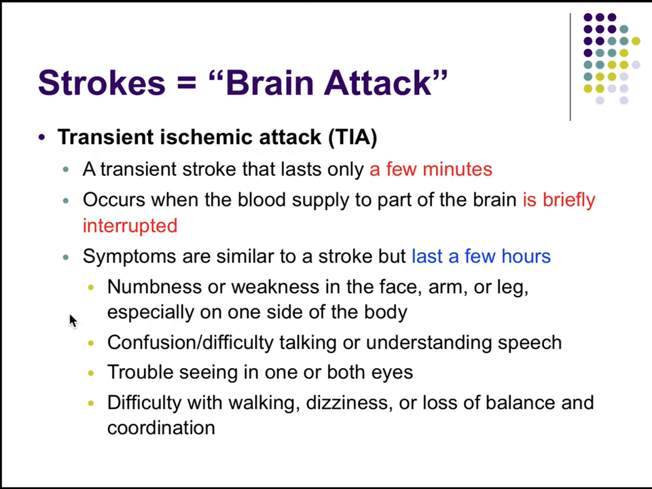So you'll get numbness and weakness in the face, arms, or legs, especially on one side of the body, depending on which side of the brain was impacted. Remember, the left side of the brain controls the right side of the body, vice versa. It can lead to confusion, difficulty talking or understanding speech, because obviously those are important functions of the brain. You can have trouble seeing, as well as difficulty with walking, dizziness, balance, and coordination.